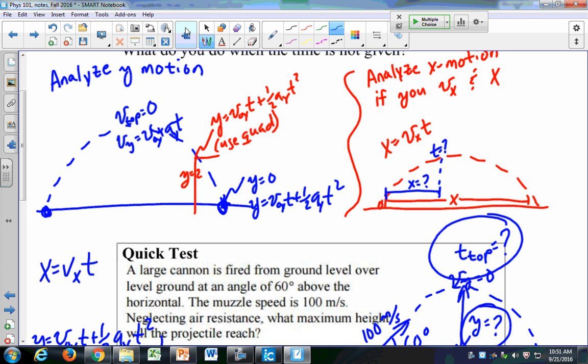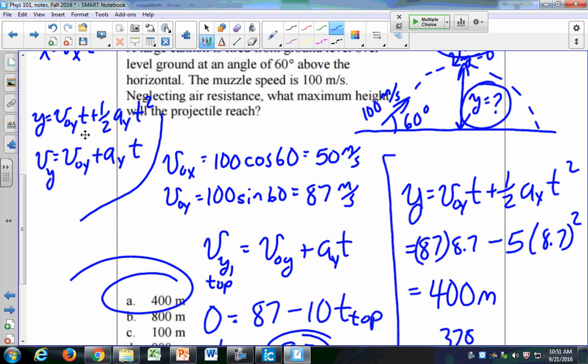Okay, so a couple different ways, either analyzing the y motion, which is more common, or analyzing the x motion. I think we have a problem here where we're going to look at the x motion.